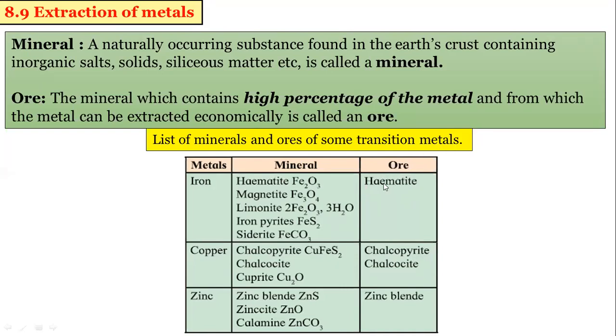Hematite is an ore of iron. Then chalcopyrite and chalcocite are the two ores of copper, meaning they contain a higher percentage of copper. Hematite contains a higher percentage of iron. Zinc blende contains a higher percentage of zinc. So ores are the minerals which contain a high percentage of metal, from which the metal can be extracted for economic or commercial use. Remember, all the ores are minerals, but all the minerals are not ores.